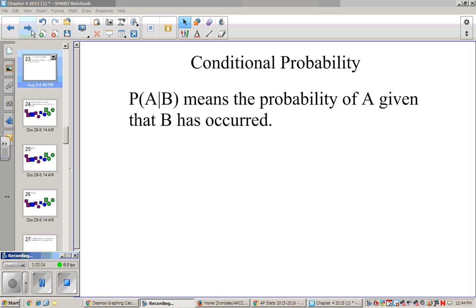Today we're looking at conditional probability. This is written kind of funny. It has P of A given B. This means the probability of A given that we know B has already occurred. So we have to get used to this notation as we're doing it.